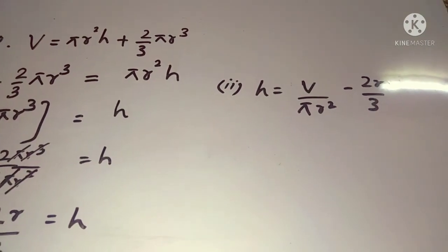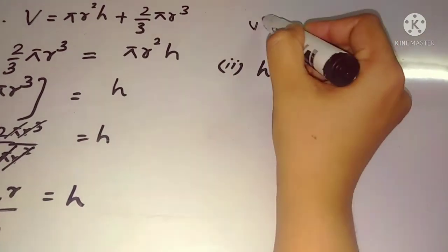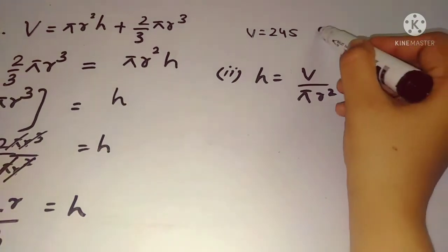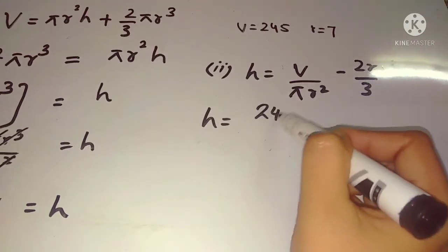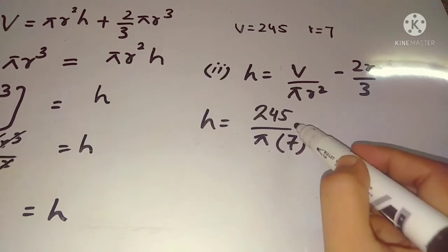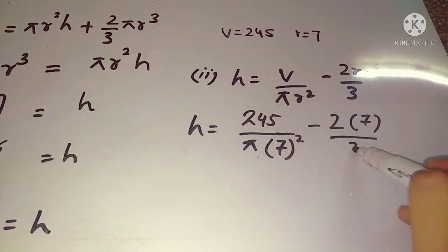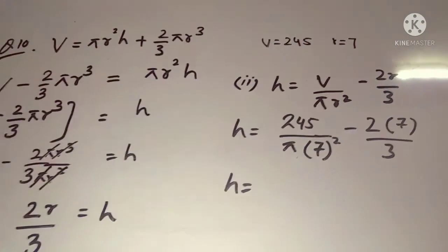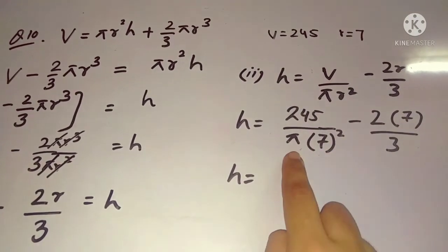In part 2, they are saying to find the value of h when v is equal to 245. Here the value of v is given, which is 245, and the value of r is given, which is 7. Now put these values in this equation to find the value of h. So 245 over pi, instead of r you will write 7 and take the square because it's r square, minus 2r, r is 7, so you will substitute its value, over 3. Now when you solve this, 7 sevens are 49, and when you multiply 49 with pi you will get 49 pi.